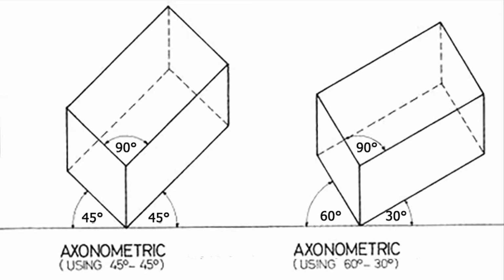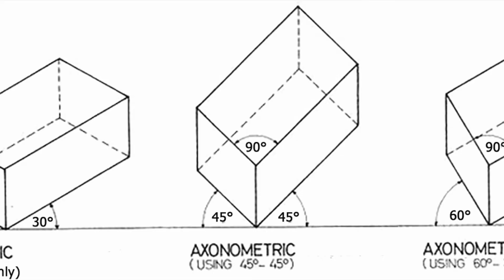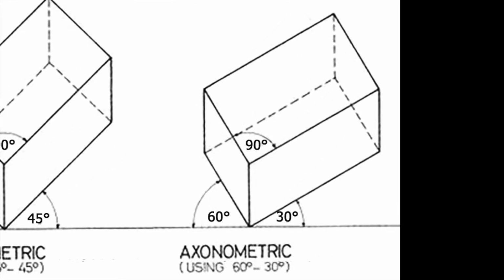The first one has a 45 by 45 degree. As you can see on this slide, there is a 45 degree angle on one side and a 45 degree on the other, and that's what we call in short an axonometric 45-45. The other axonometric is the 60-30 or 30-60, where you can see there's a 60 degree angle on one side and a 30 degree angle on the other side.